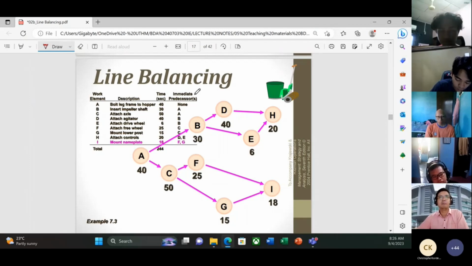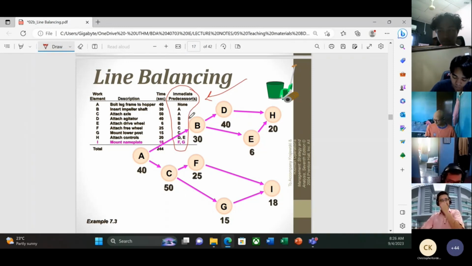So the most important thing is to look at our immediate predecessors when we construct a precedence diagram. Please make sure you follow the basics. Each of the work elements has its own immediate predecessor. So please double check: A, B, C, D, E, F, and G. Okay?